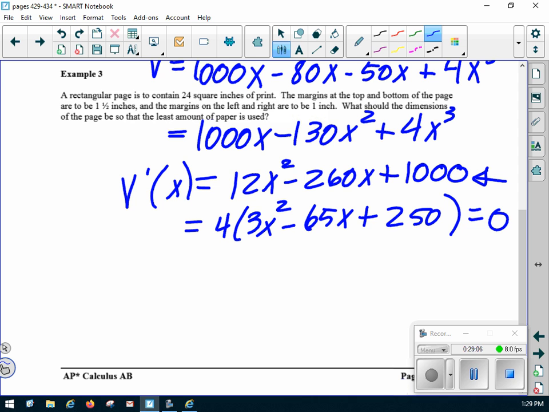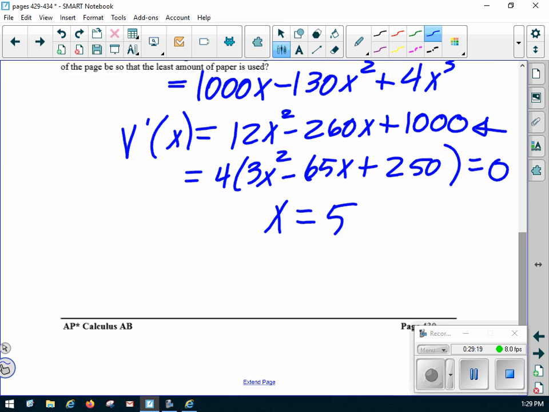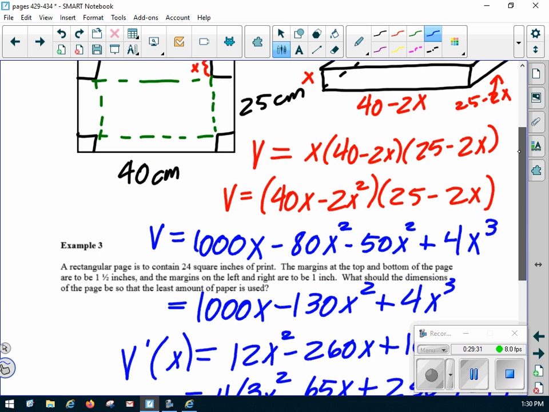So this equals 0 when x is equal to 5. Okay, 5. Now remember, we're trying to maximize volume, so what do I have to verify about that x equal 5? Wait, what about 16? Okay, let's talk about that.